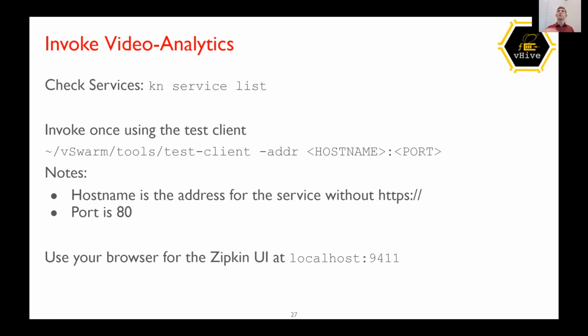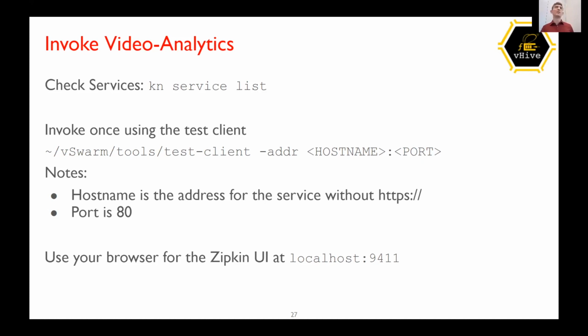Then the streaming is basically the first function you need to invoke, which will then pass on data to the other functions. So you will need its host name, which is the address that you get when listing the services, minus the HTTPS in the front. You can use a test client that is provided by vSwarm to issue a single invocation to the service, which will give you back a list of objects if it successfully executes.